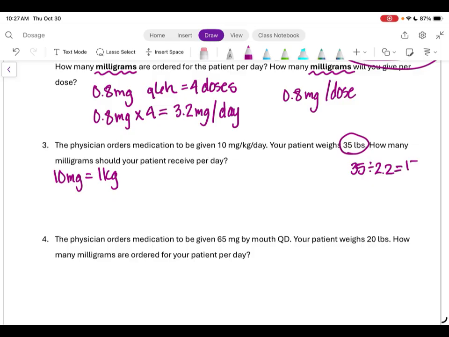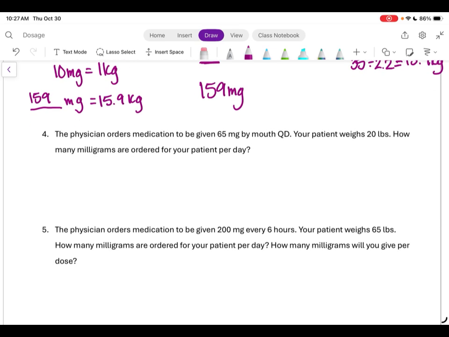So I got 15.9, right? 15.9. So if I'm going to figure out how many milligrams it is, I have to multiply the 10 by the 15.9. So 159, right? And since this is already per day, and it's asking for per day, the answer is just 159 milligrams. Okay.